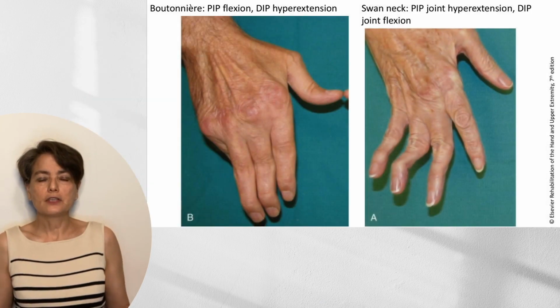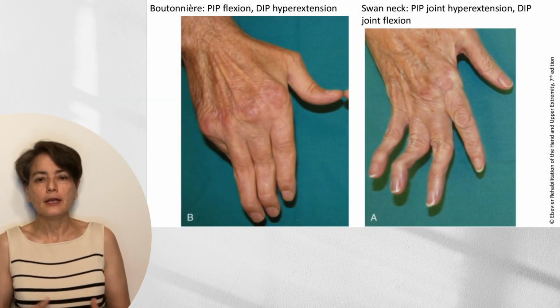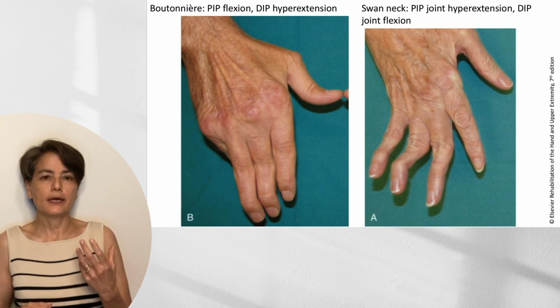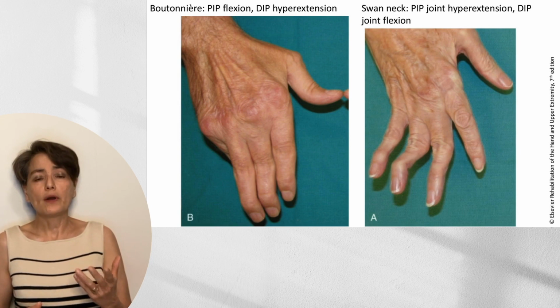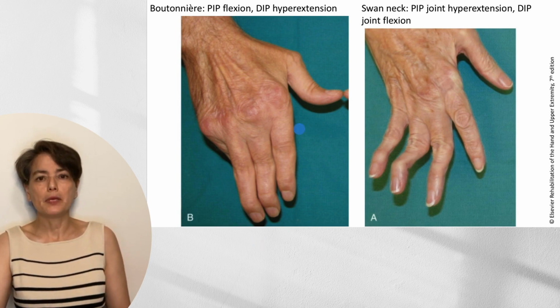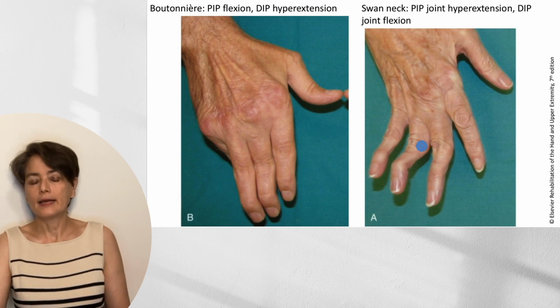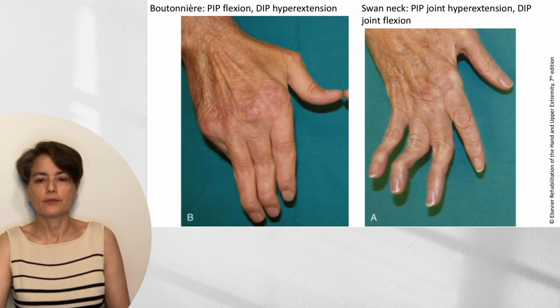Now, I referred to this flexion hyperextension. There are two terms that are used frequently in conjunction with rheumatoid arthritis, although they are not specific for rheumatoid arthritis. One of them is the boutonniere deformity, which is PIP flexion, which you can see here, and DIP hyperextension. Another deformity we can see in the fingers is a swan neck deformity, where you get hyperextension of the proximal interphalangeal joint, and then flexion of the DIP. So you can see that occurs there. Again, not specific for rheumatoid arthritis.